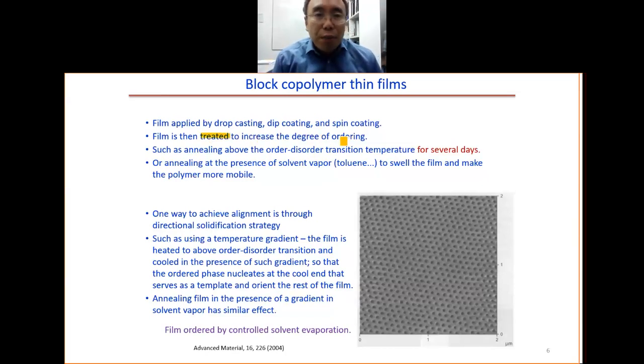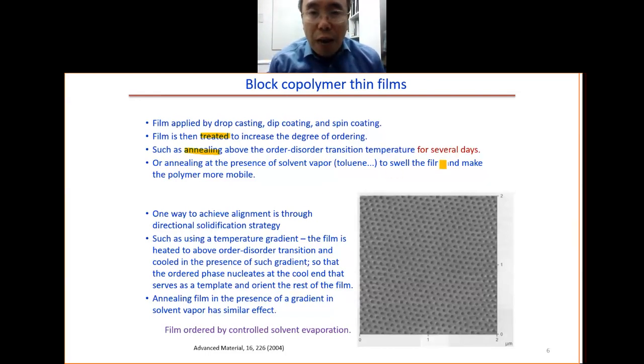This can be done by annealing above the disorder transition temperature for several days. But you see, it takes a very, very long time. When you anneal very gently for a very long time, you get more ordered, more periodic patterns. But this is too long for production.